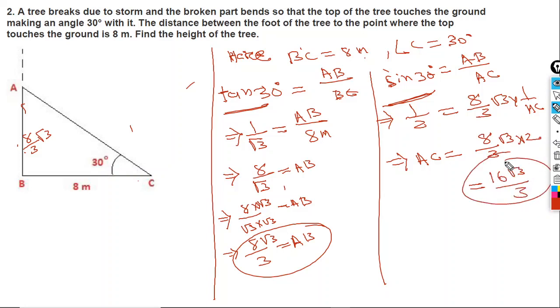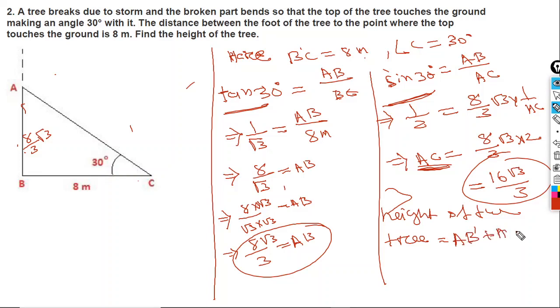Okay, so the length of AC we have found. Now we can find the length of the tree, or the height of the tree. You can write, height of the tree equals AB plus AC.